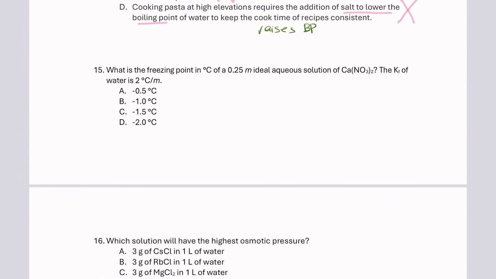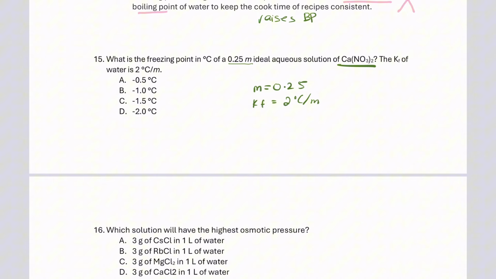Problem 15 says, what is the freezing point in degrees Celsius of a 0.25 molal ideal aqueous solution of calcium nitrate? The Kf of water is 2 degrees Celsius per molal. What are we trying to ultimately figure out for this problem? We want the new freezing point in degrees Celsius.